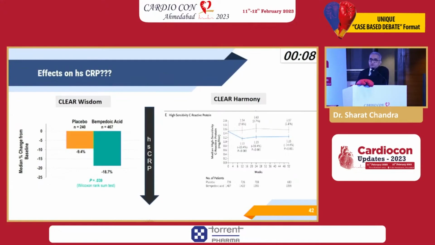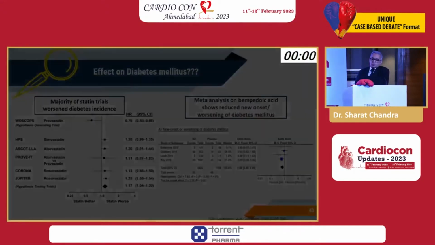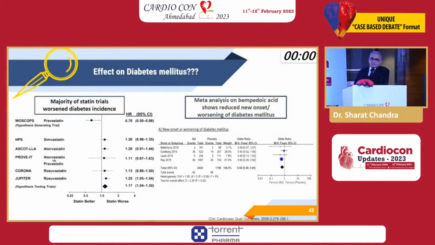Bringing down CRP, which is otherwise called the pleiotropic effect of statins, is actually also shared by bempedoic acid. Significant fall of hsCRP. But unlike statins, bempedoic acid actually reduces the chances of new onset diabetes or worsening of the current diabetes.